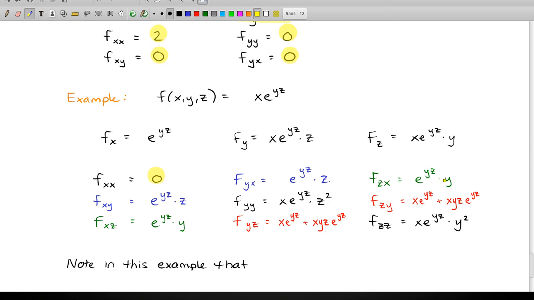Oh, so, no, I did that wrong. And that gave away sort of the ultimate point. I have to take the x derivative of f_z, which is the x derivative of this thing here, which is just e to the yz times y.